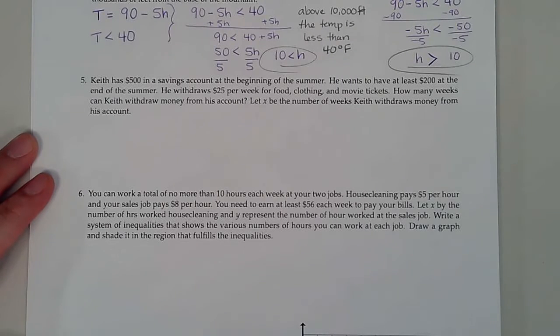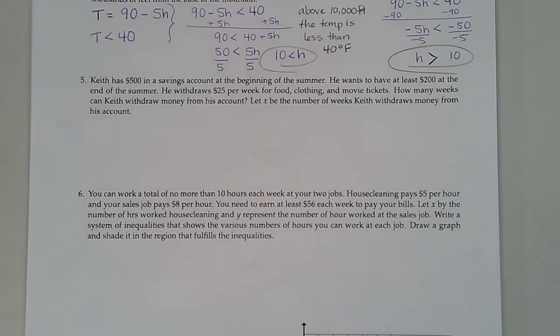All right, let's look at another example of solving a linear inequality in a word problem. This problem is about Keith. He has some money saved up in an account and he's going to live off of it this summer. So Keith has $500 in a savings account at the beginning of the summer. He wants to have at least $200 left at the end of the summer. He plans on spending $25 per week for food, clothing, and movie tickets. How many weeks can Keith withdraw money from his account and still stay above that $200?